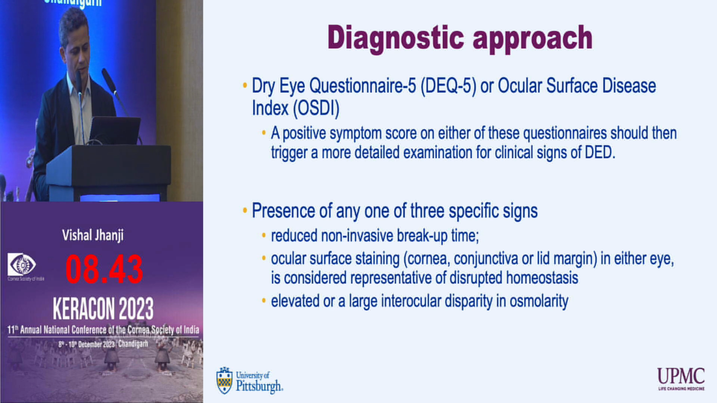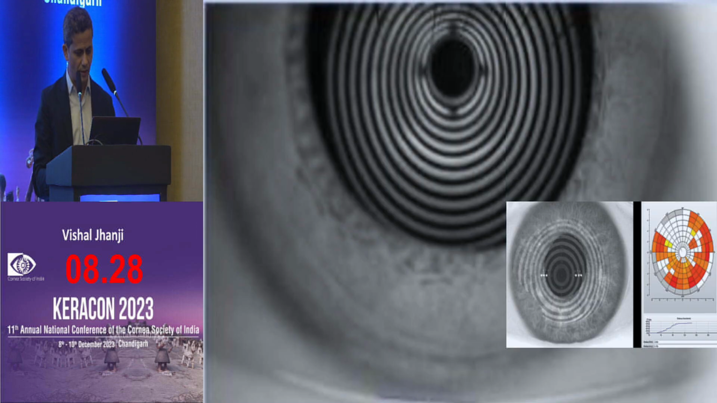So any positive symptom score will lead to a more detailed examination, which includes breakup time, invasive or non-invasive, and ocular surface staining. And if you have access to tear film osmolarity systems, you can use one of them as well. This is an actual picture of a patient from a machine called Keratograph, which is available from Oculus, if I'm not mistaken.